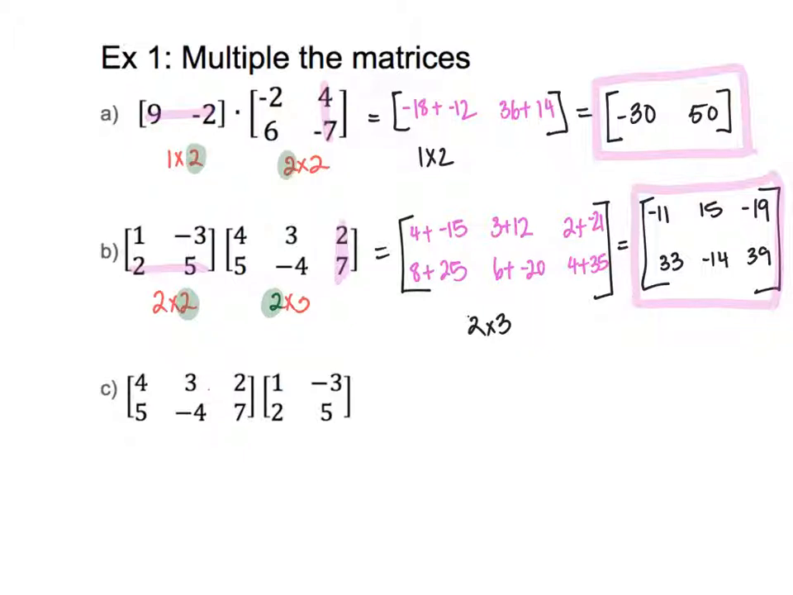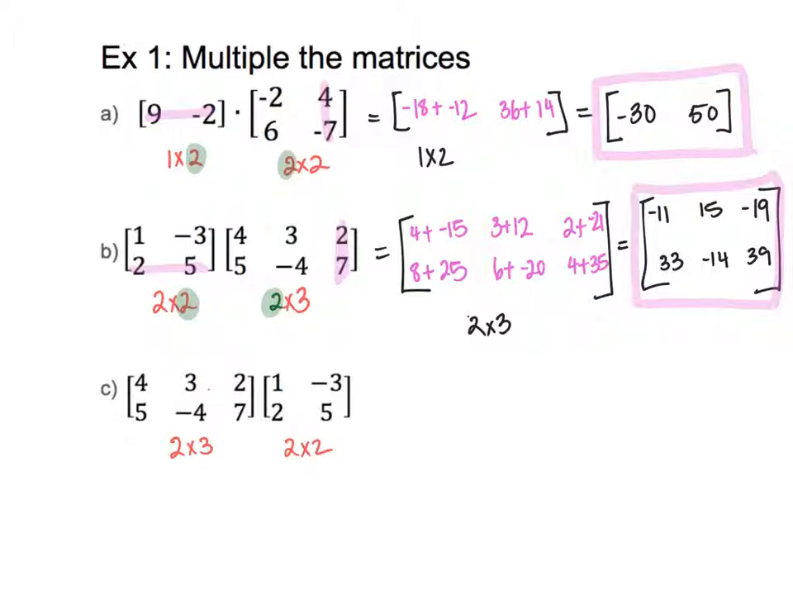Okay, last one here. I think I messed up here. Let's put that 3 back. Okay, so this last one, let's add in the dimensions. So this is a 2 by 3, 2 rows, 3 columns. And this one's a 2 by 2.